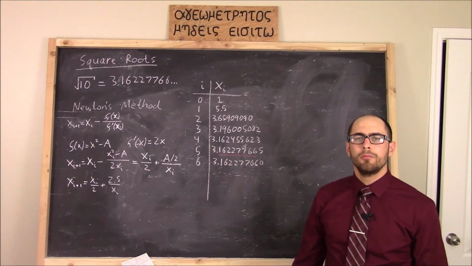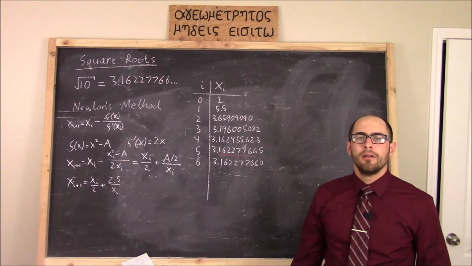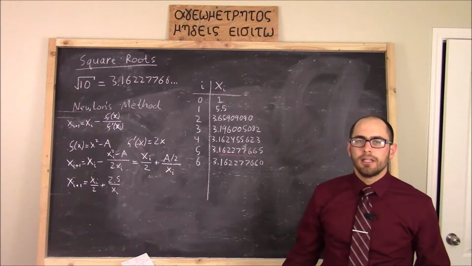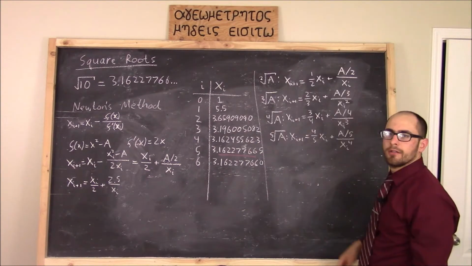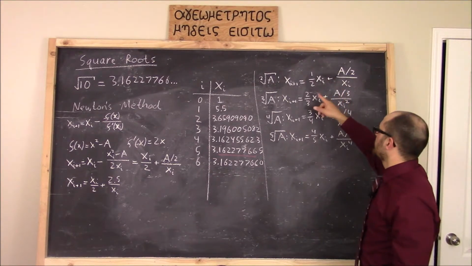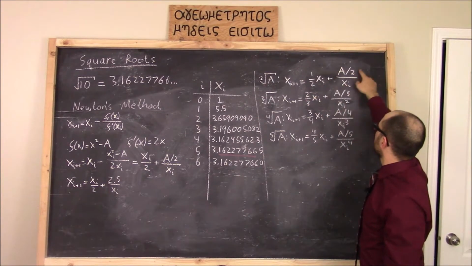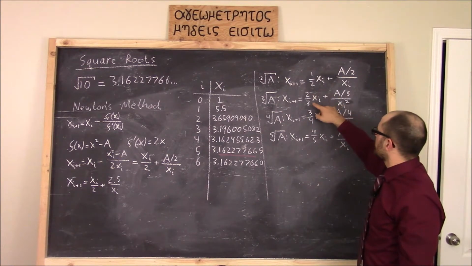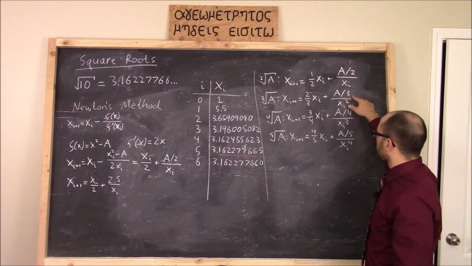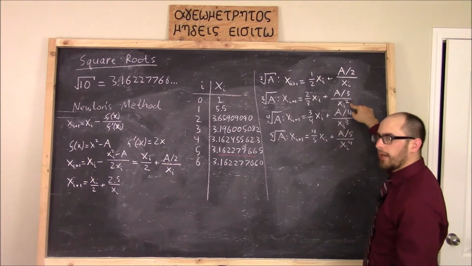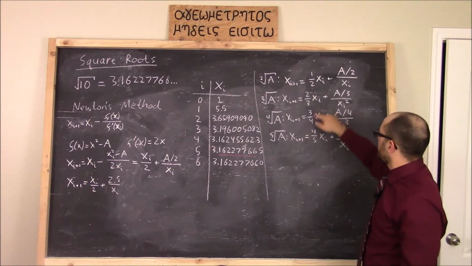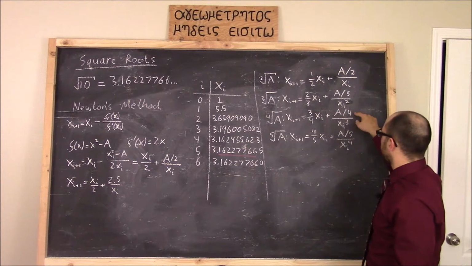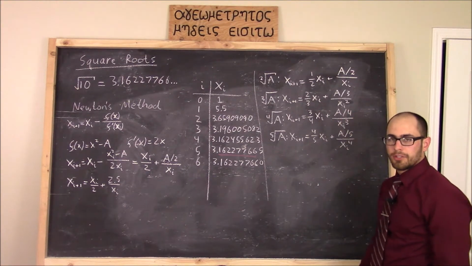You may be asking, oh, wait a minute, this applies to square roots. What about cube roots, fourth roots, fifth roots, or any root for that matter? Why yes, there is an extension, as you will see here. Square roots we've already seen, 1/2 x plus a over 2 divided by x. For the cube root, 2/3 x plus a over 3 divided by x squared. Fourth root of a, 3/4 x plus a over 4 divided by x cubed. Are you starting to see the pattern?